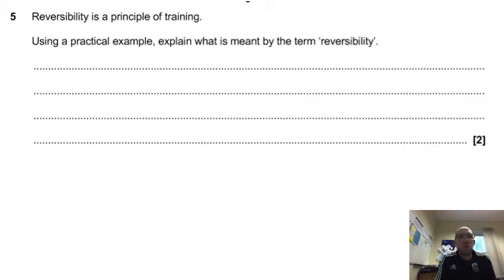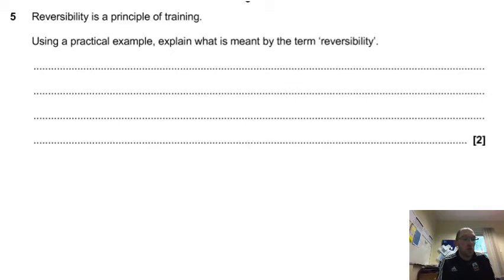Question 5, reversibility is a principle of training. Using a practical example, explain what is meant by the term reversibility. So, examiner's report, this question requires an explanation of reversibility as a principle of training and asks for this to be applied to a practical example. Marks were credited for saying that the benefits of training either skills or fitness components would be lost if a performer stopped training for a period of time. A practical example had to be used to gain both marks.